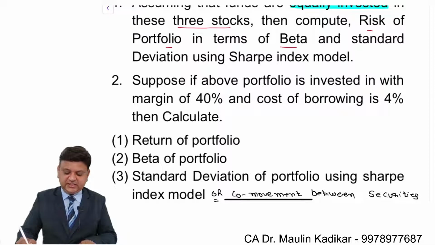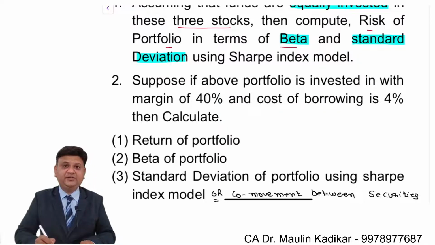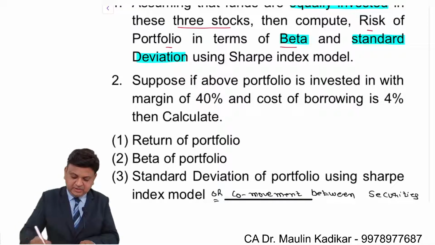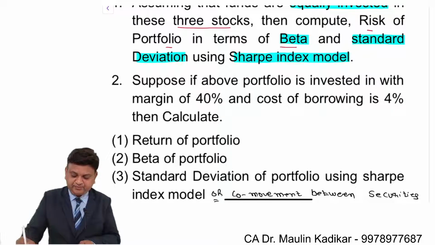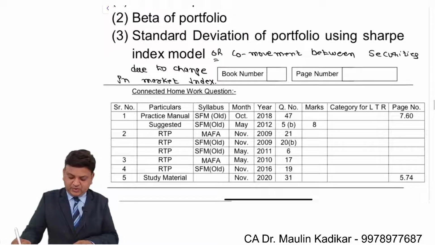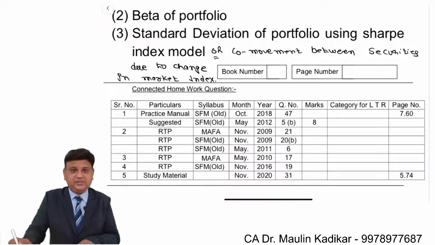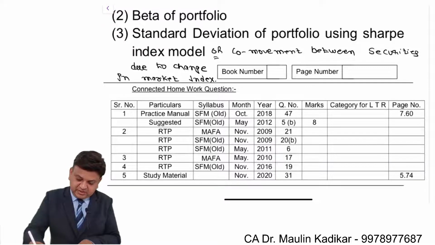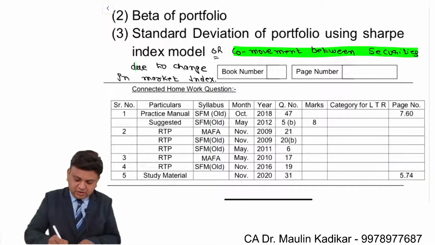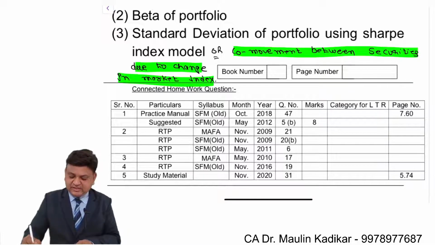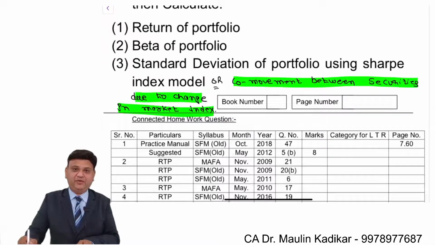The question says to compute the risk in form of beta. That is, the beta of the portfolio is required to be found, and the standard deviation is required to be calculated using the Sharpe index model. Dear students, the question may also be formed as: calculate the risk using the co-movement between the securities due to change in the market index. That also may be the way the question can be formed.